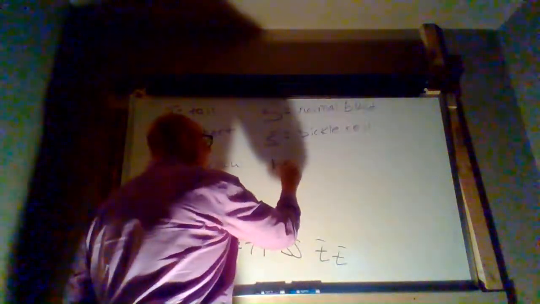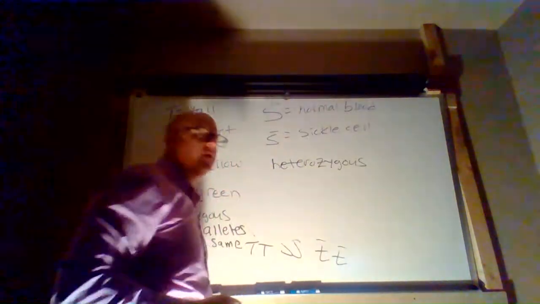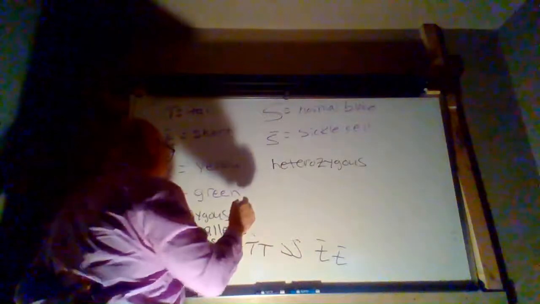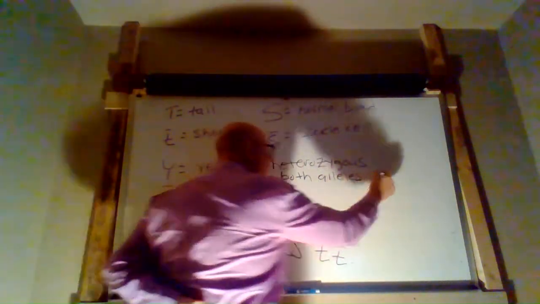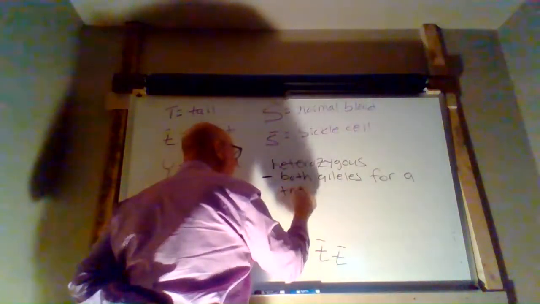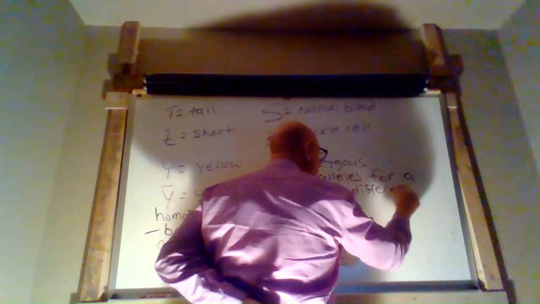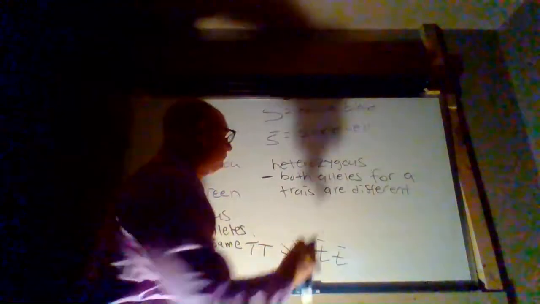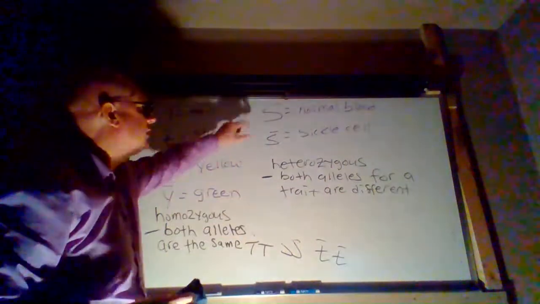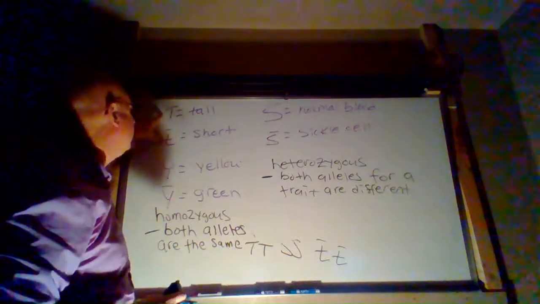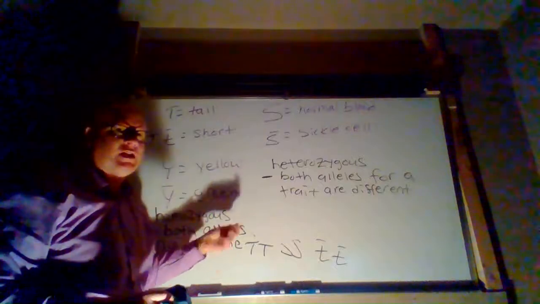Okay, so heterozygous. Okay, saying alleles for a trait are different. Both alleles for a trait are different. So you can pick any one of these traits: blood typing, plant height, pea plant color. Those are all different types of traits.